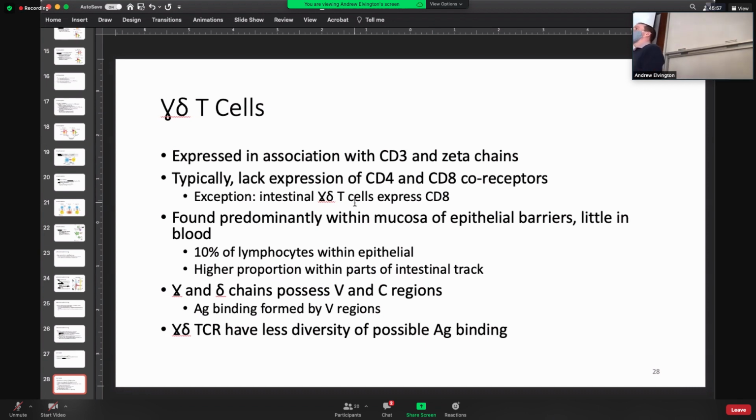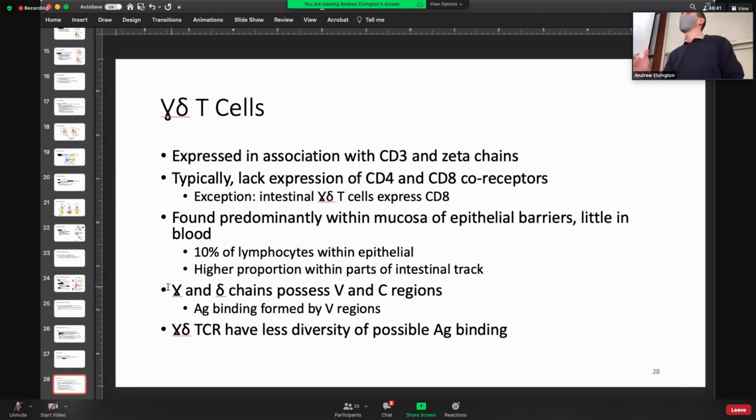Now, where you find gamma delta T cells, they tend to be well associated with the barrier. You see these a lot in tissues related to epithelial membranes and the mucosa. You find very little of them in the blood. And actually, it shows you where they are, but also shows you how few of these there are. Of all the lymphocytes you would find in an epithelial surface, only 10% in normal conditions are going to be these gamma delta T cells. As you start to migrate into the intestine, you start to see that proportion climb up.